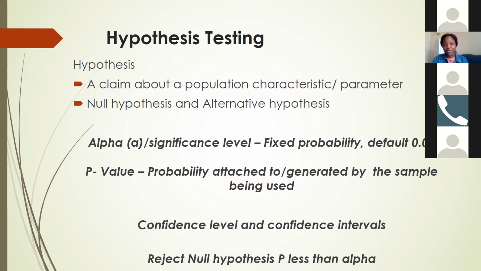What you are saying is that you are only okay making the wrong decision 5% of the time. What wrong decision is that?